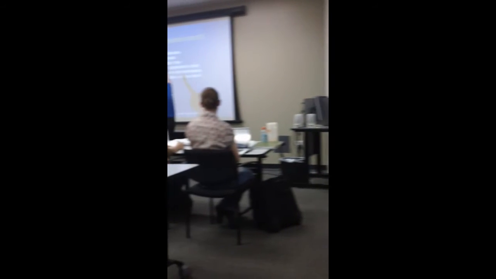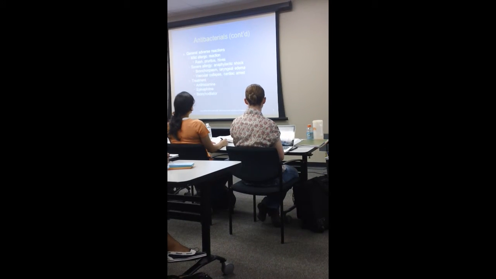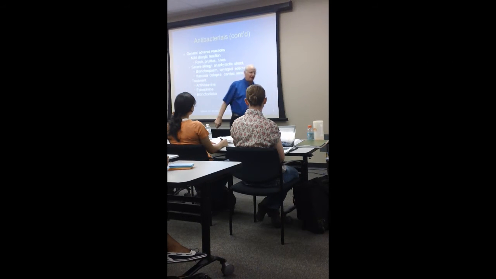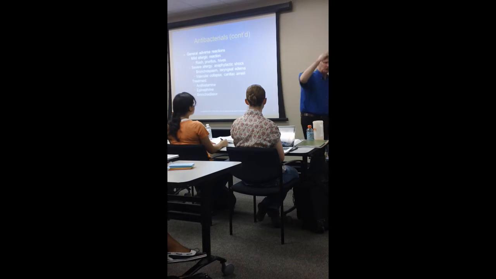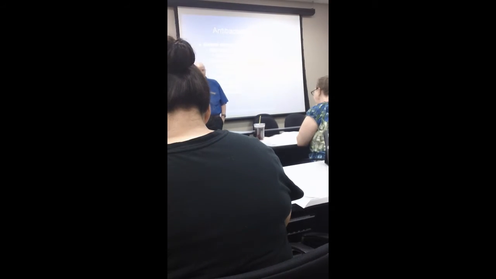Side effects for antibiotics. This is almost across the board. We have rash, pruritus, hives. You can also add nausea, vomiting, diarrhea, and abdominal cramps. That is universal for almost every antibiotic within certain extents. For example, penicillin can cause abdominal cramps and a little bit of loose stool, not too much. Amoxicillin, you're pooping all day long. Okay? But these are general side effects that happen with antibiotics.